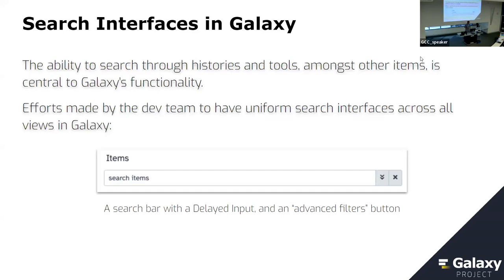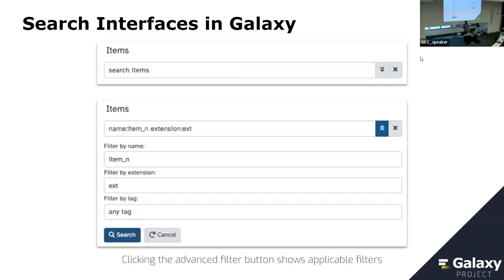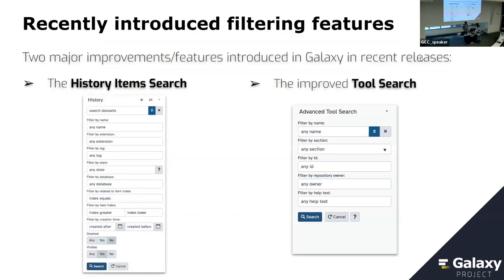So we've been working hard on making uniform search interfaces all across Galaxy because we don't want users to have a learning curve when they move from one search interface to another. This is what a typical search would look like in Galaxy. You would have a search bar and then an advanced menu where you can add to your search. Two recently improved features that I'll be presenting today are the history item search and the improved tool search.